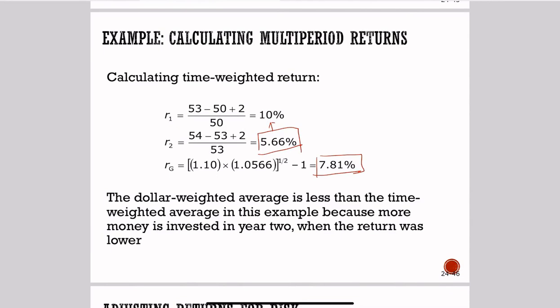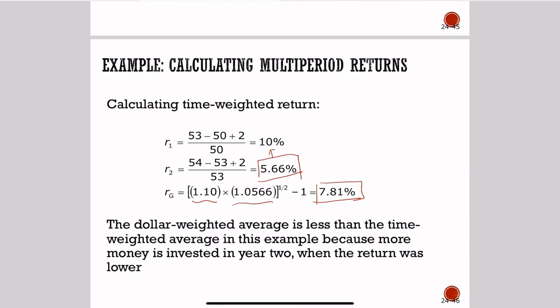In some sense, you can see that when you're calculating time weighted return, these returns have equal weight, right? So that naturally means that the lower return in the second period will have a smaller effect when you're calculating time weighted return. So time weighted return will be larger compared with the dollar weighted return.